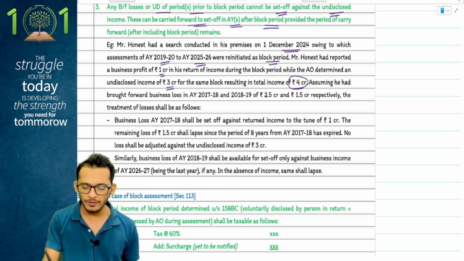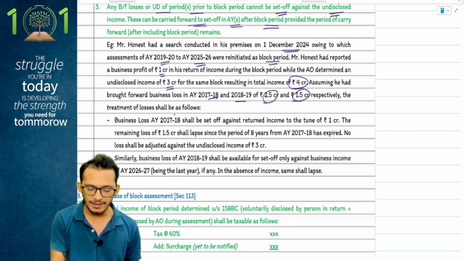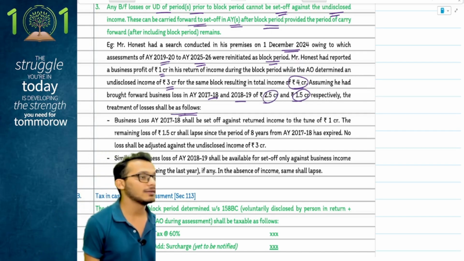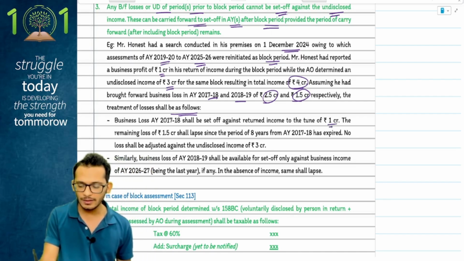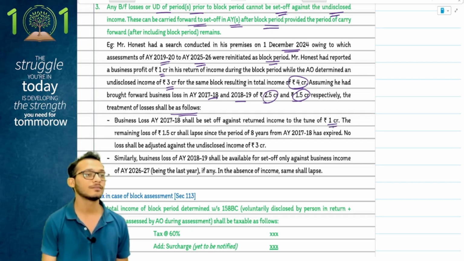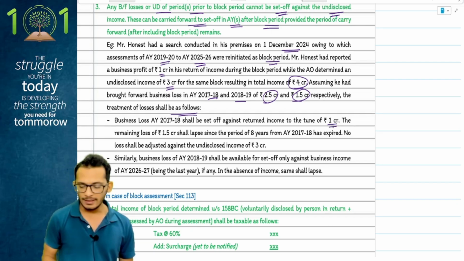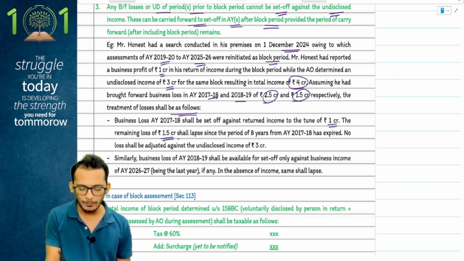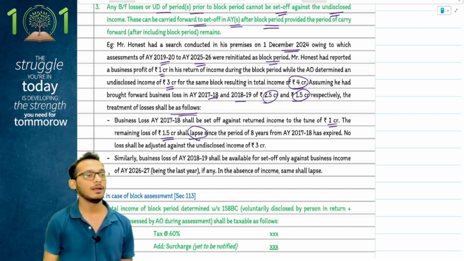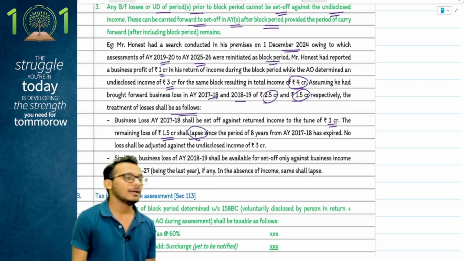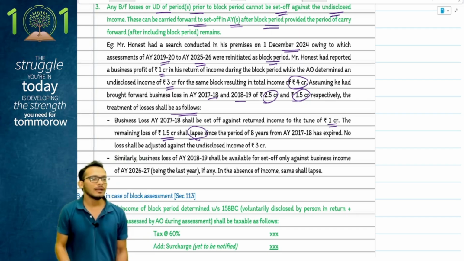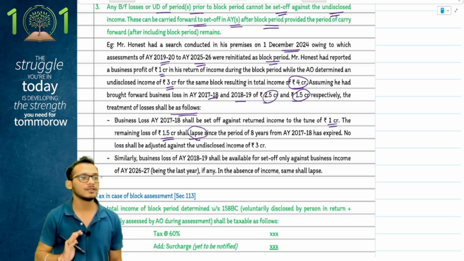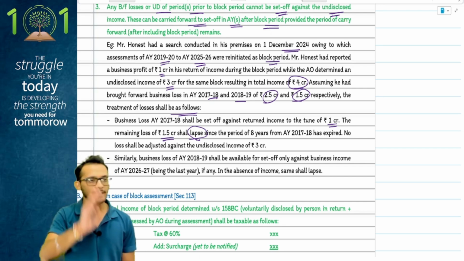Assuming that he had a brought forward loss of 17-18 and 18-19 of 2.5 crores and 1.5 crores, the treatment of loss shall be as follows. Business loss can be set off against a return income of 1 crore because that was legal income. The remaining loss of 1.5 crores shall lapse because 8 years is over. People, had I not got picked up for search, even then this loss would have lapsed because 8 years got over. Same rules will apply.